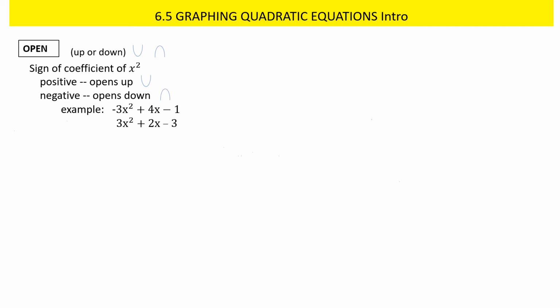Let's take a look at the example. You have a negative 3x squared. Again, I don't care about the number. The negative symbol is what I care about. Negative means I'm going to open down, and it's going to look like this. And the next example, 3x squared, the sign in front of the x squared is positive, so I'm going to open up, and it's going to look like this.